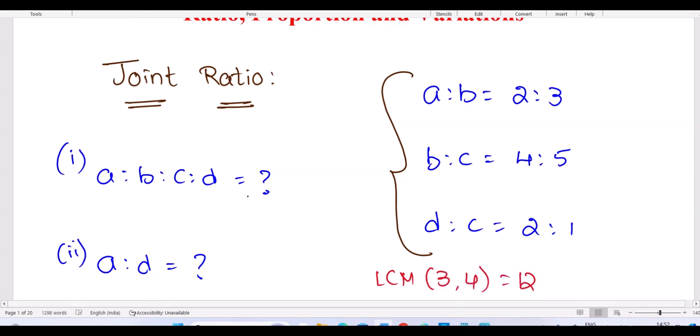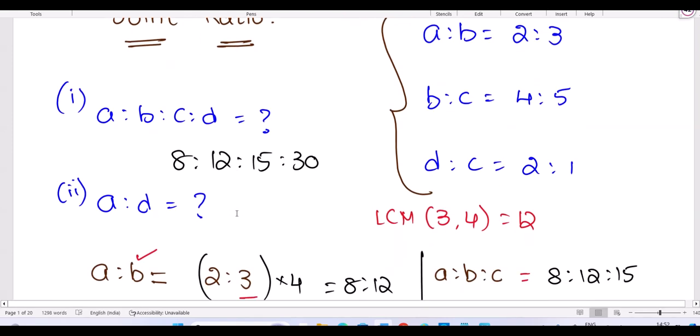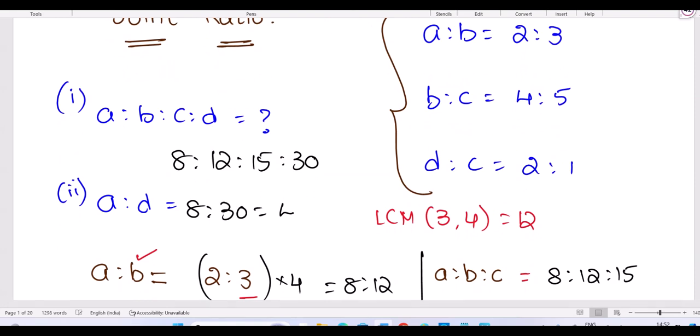We need to calculate. We got the answer. Okay, 8, 12, 15 and 30. Now, in the same question, they can ask A is to D also. What is A here in that ratio? 8. D is nothing but 30. Now, you place that 8 and 30. There is some common thing you can divide by 2. 4 and 15 is what A is to D ratio.